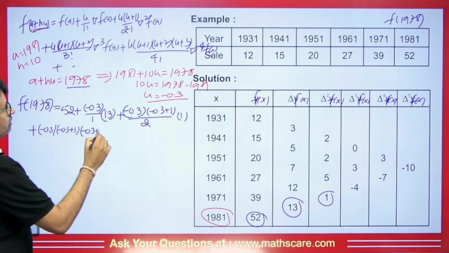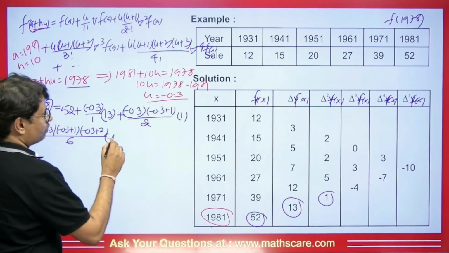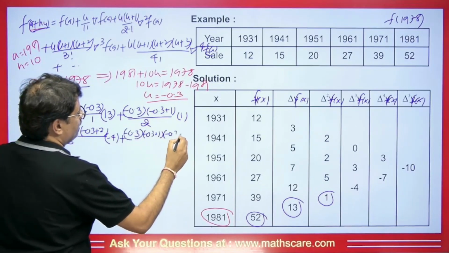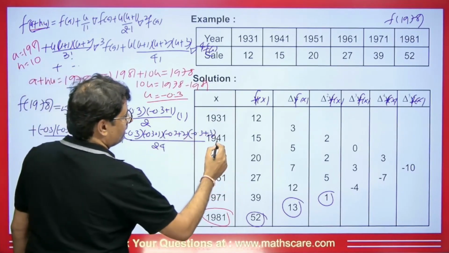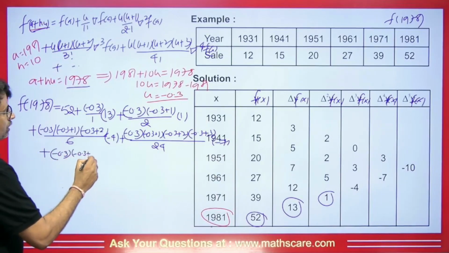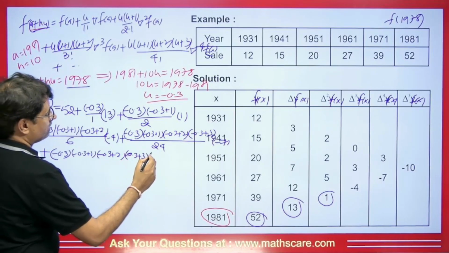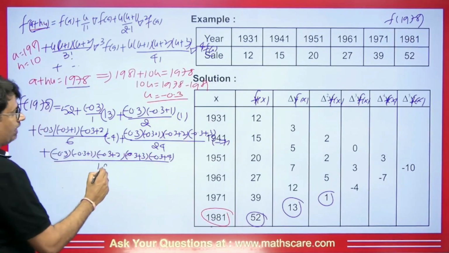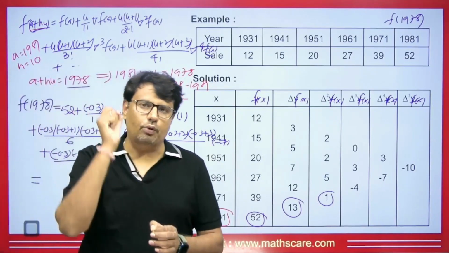Divided by 3 factorial, so it will be 6, into, here the value we have, minus 4. Plus, this will be -0.3, (-0.3 + 1), (-0.3 + 2) and (-0.3 + 3) divided by 4 factorial, 4 factorial is 24, into, what will we get here? This minus 7 will come. Are you getting it? Plus, (-0.3 + 1), (-0.3 + 2), (-0.3 + 3) and (-0.3 + 4), divided by 5 factorial, that is 120, into minus 10. Now what will we do here? We will solve the value using a calculator. I will teach you again how to use the calculator.